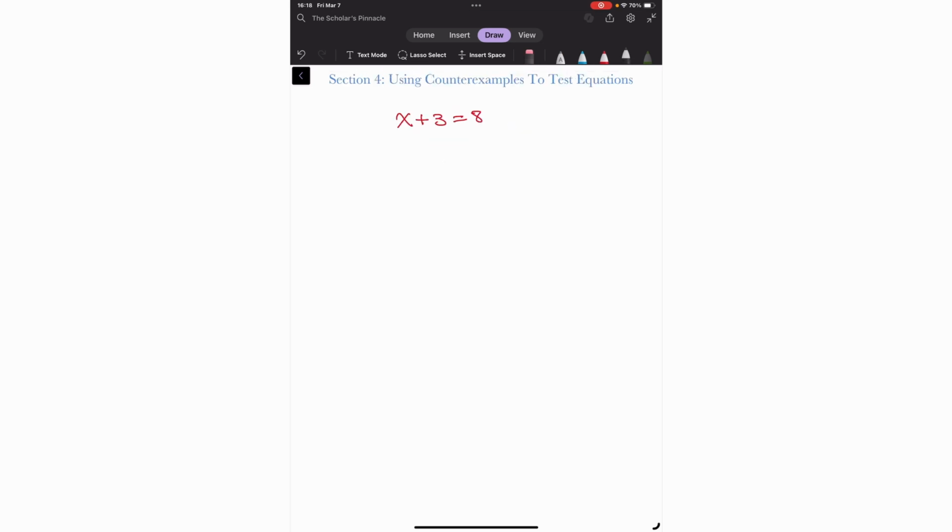Section 4, using counterexamples to test equations. Let's take, for example, x plus 3 equals 8. Someone suggests that x equals 5 is a solution. We can plug it in and see if it's true or false. That is indeed true, but what if someone suggests that x is equal to 10? Let's test it out and see if it's true or false. We can see that it's false because 10 plus 3 would give you 13. So x equals 10 is a counterexample.